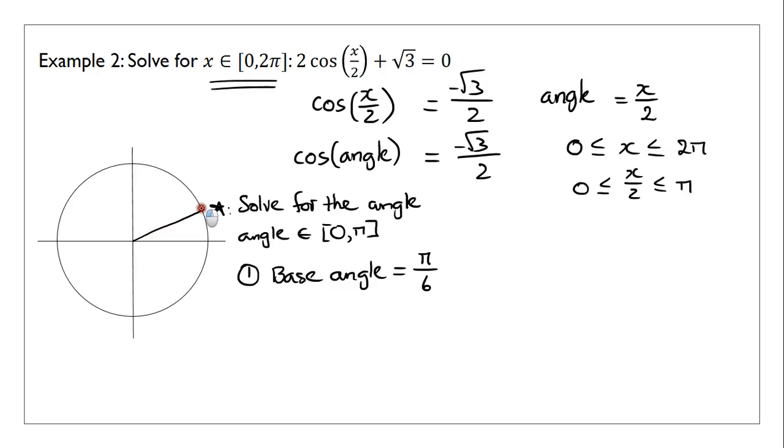Okay, so pi on 6 is this. And we are looking at cosine, so we're looking at the x coordinate of this point. So this length is going to be root 3 over 2. So if the cosine of the angle is negative square root of 3 over 2, it has to be on the other side of the unit circle. So we're after this now.